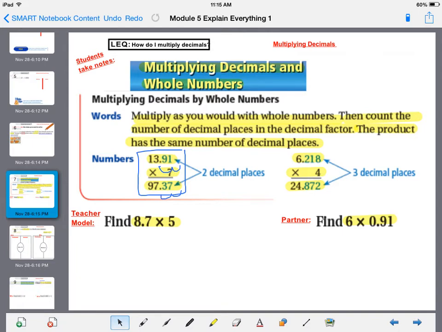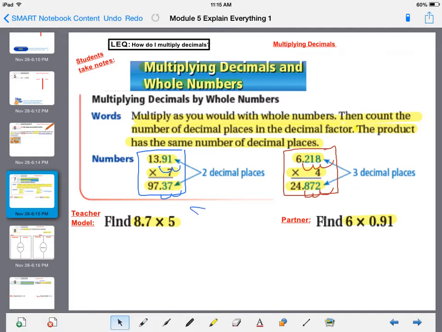They gave us a further example with 6 and 218 thousandths that now has 3 decimal places times whole number 4. You're going to treat it the very same way. You're going to multiply the 4 times the 8 times the 1 times the 2 times the 6. And then once you end up with your digits 24872, you're going to count over 1, 2, 3 places with your product. And your answer would then be 24 and 872 thousandths. So the key here is just multiply as you would with whole numbers, and then don't worry about the decimal point until the end. So let's try that.